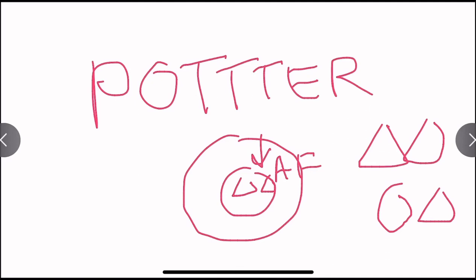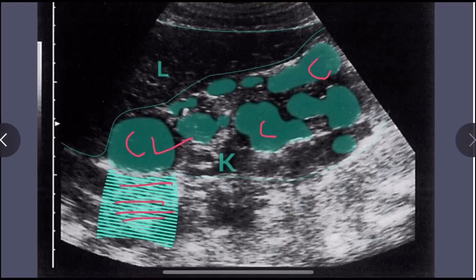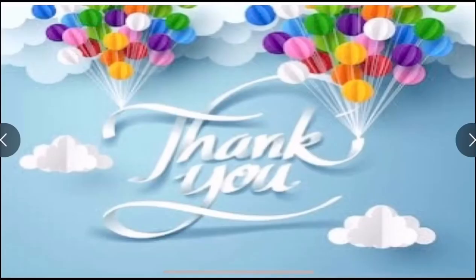There is oligohydramnios, twisted skin, twisted limbs, and twisted ears. What else will be there? There will be renal problems, meaning genitourinary system problems will be there. So these are the Potter sequence features which are associated with autosomal recessive polycystic kidney disease. All right, so that was all about polycystic kidney disease.